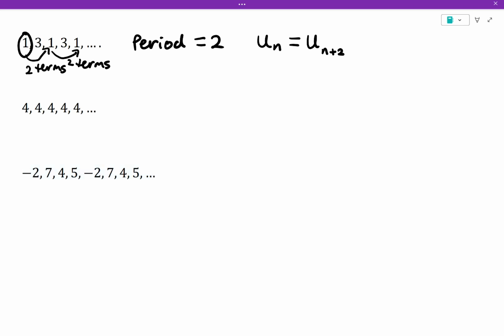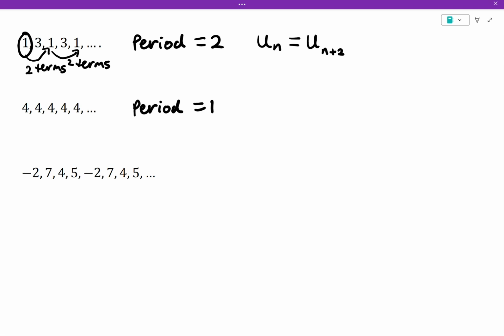Now let's have a look at my next sequence. It's pretty straightforward. It's 4, 4, 4, 4, 4. It is what we'd call a constant sequence, and it's repeating every single term. So we would say it's periodic, and we would say that the period is equal to 1 in this case, since every single term is just repeating.